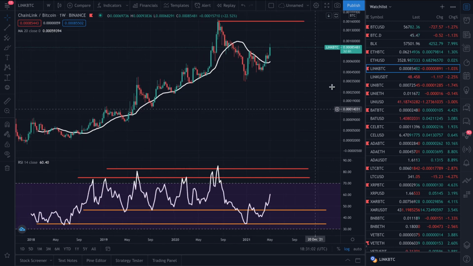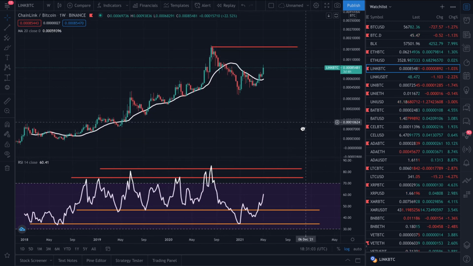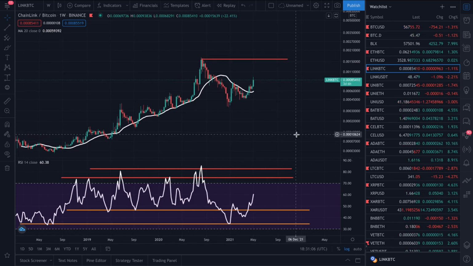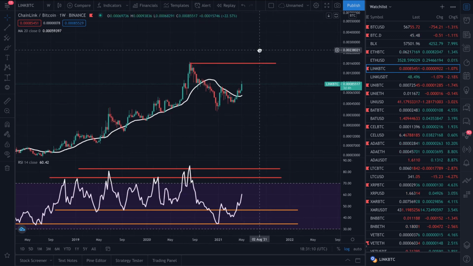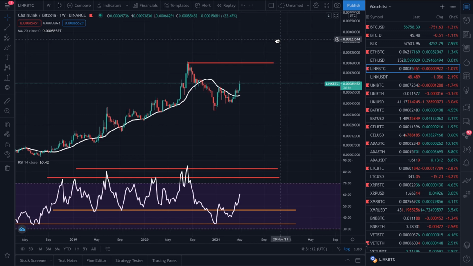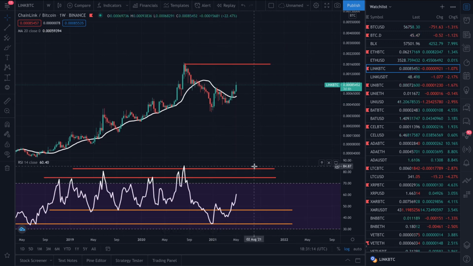And that kind of goes into my vision of what Chainlink will be in the medium to long term, right? Now, this could obviously change, but in my mind, $100 Chainlink is definitely on the cards.